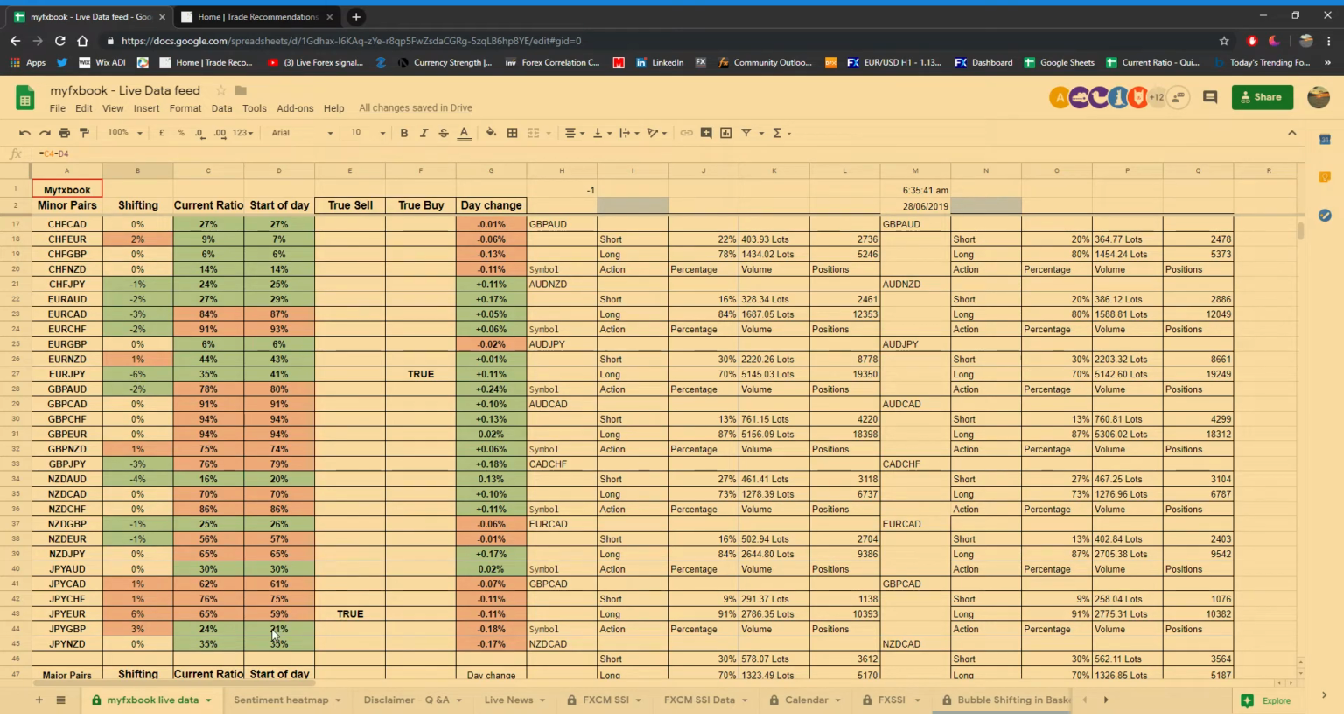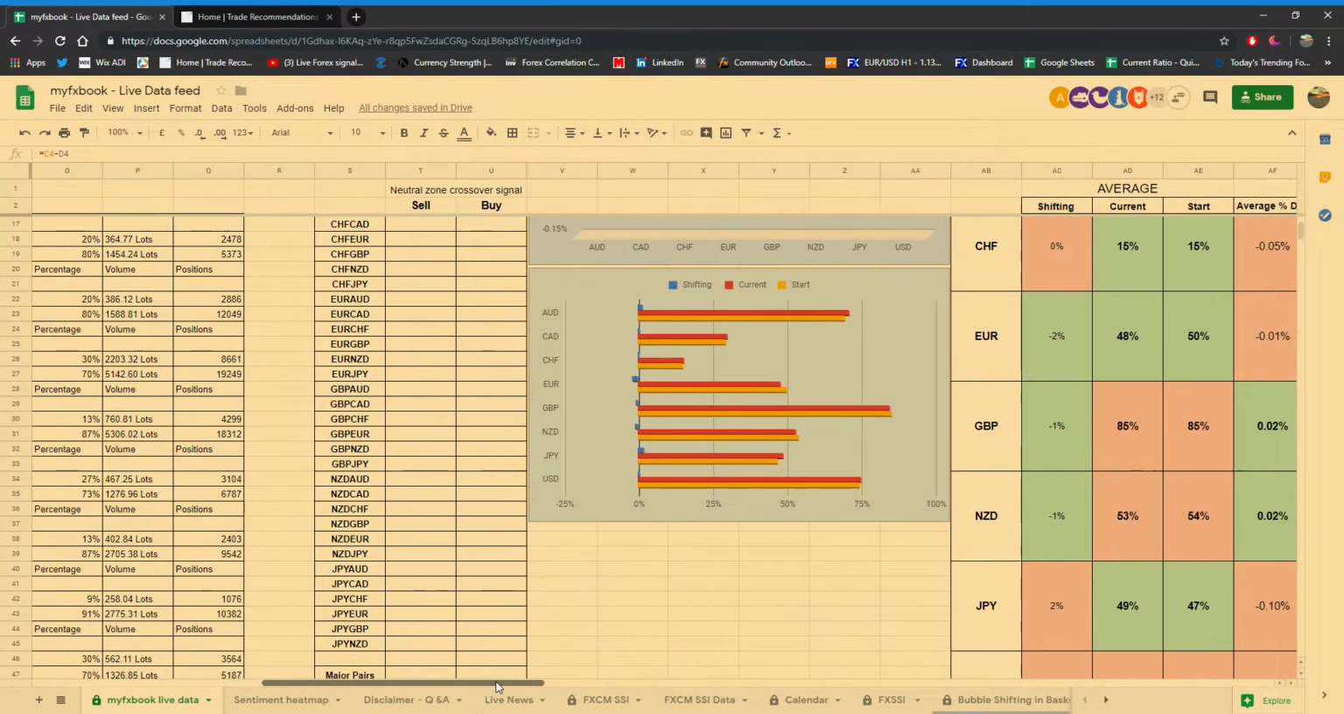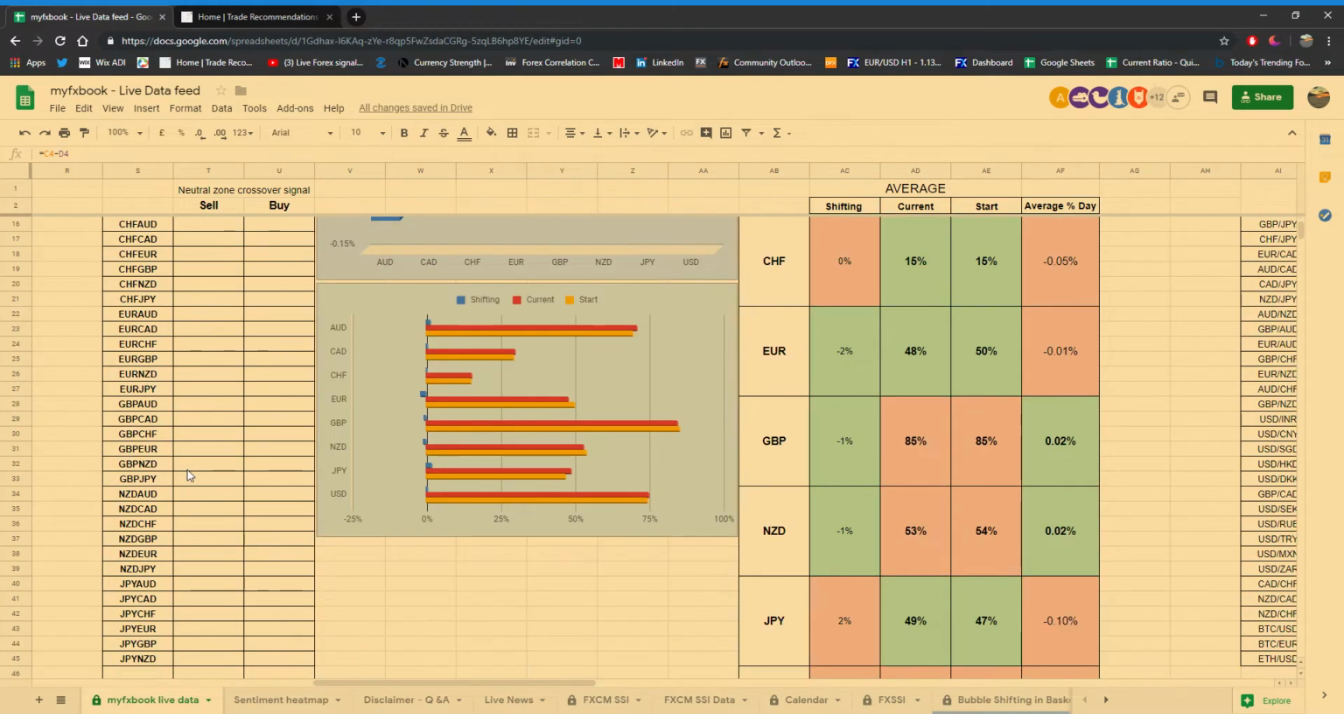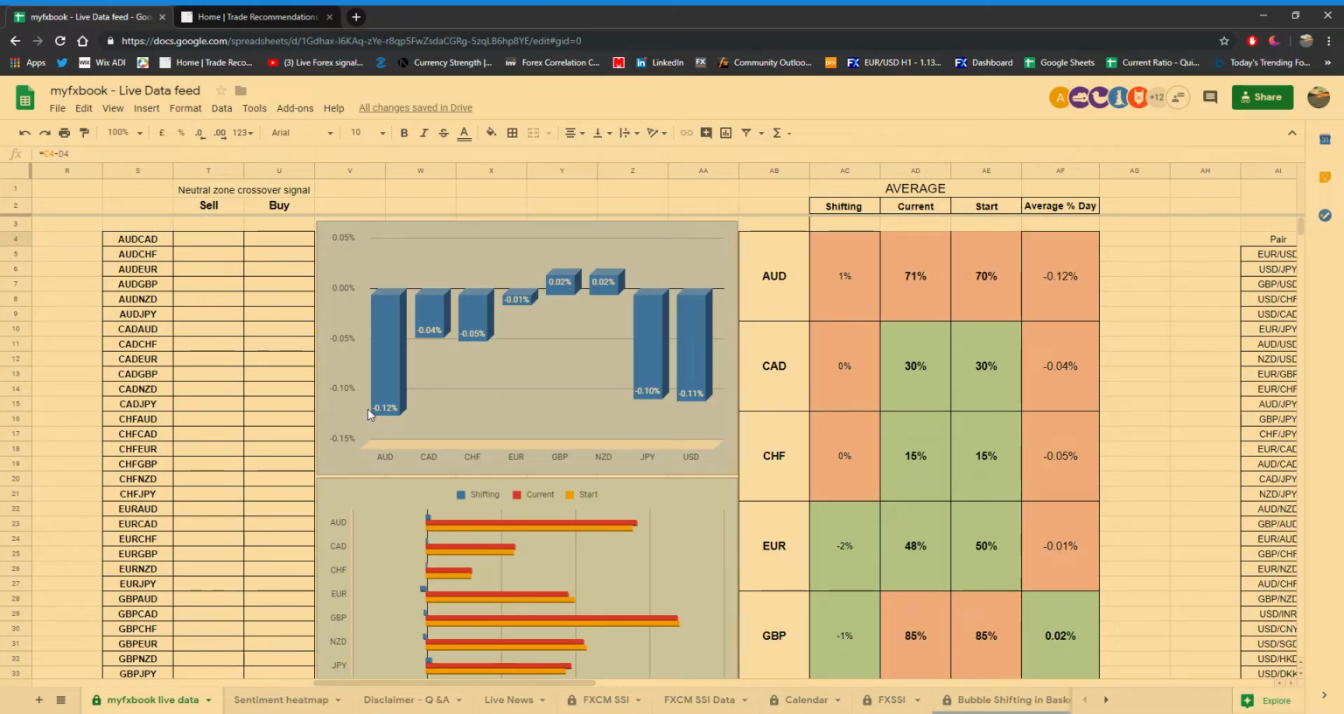There is some stuff over here too. This is the neutral zone crossover signal. So when it crosses the 50% line, which I referred to back there, then it will trigger here, and we'll know that there's an impending price change. So keep an eye on that. That's worth checking. This is just performance, physical performance on the baskets.